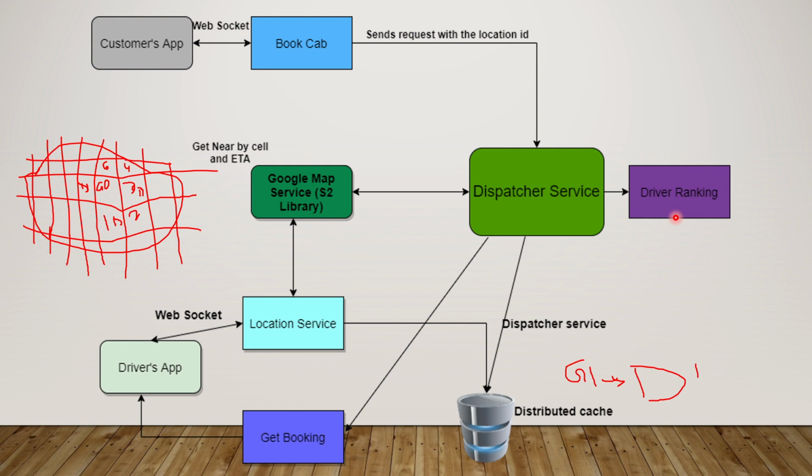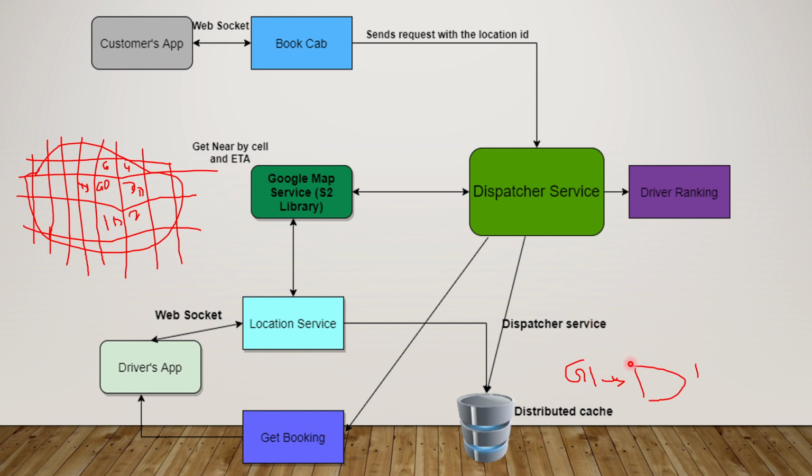So this driver ranking service will basically go through all these three drivers, and it will rank the drivers based on how far they are or how quickly they can reach the rider, their overall rating till now, and how they performed in the past. Based on all those things, this driver ranking service will send back some ranks to the dispatcher service, and based on those rankings a request will be sent to the driver.